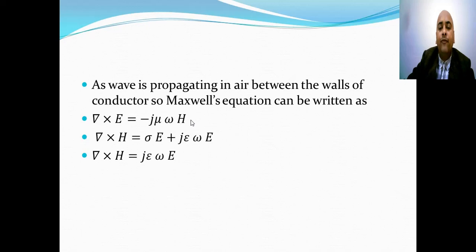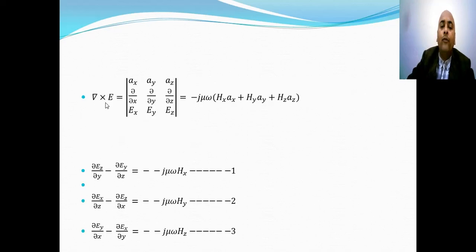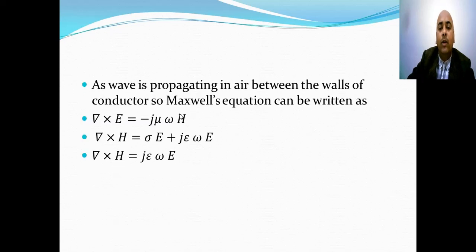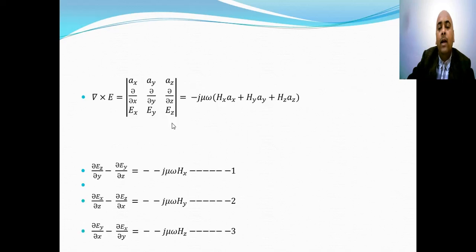Now elaborating this Faraday's law and Ampere's law using a determinant, we can obtain that curl of E, when expanded for the rectangular coordinate system having ax, ay, az as unit vectors, del written as del upon del x, del upon del y, del upon del z, and E written as Ex, Ey, Ez, is equal to minus j mu omega, and again H is written as Hx ax plus Hy ay plus Hz az, where H is the magnetic field intensity and Hx, Hy, Hz represent the components of magnetic field strength along the x direction, y direction and z direction.